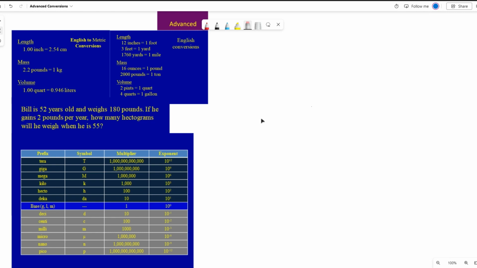Hello, my fellow chemists. In this video, we're going to take a look at conversions again between the English and metric system, but we're going to take a look at some more advanced problems. The reason this is labeled as an advanced video is because it does assume that you have a basic understanding of dimensional analysis and the factor label method, and also some knowledge of conversion between the metric system and conversion between the English system, and then how to convert between the two systems.